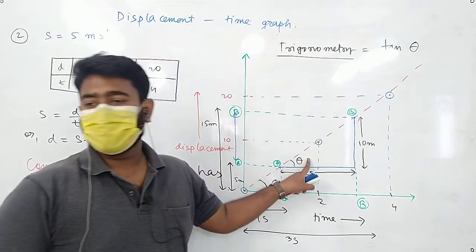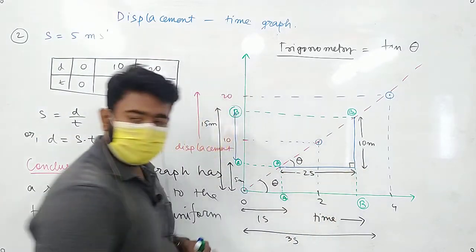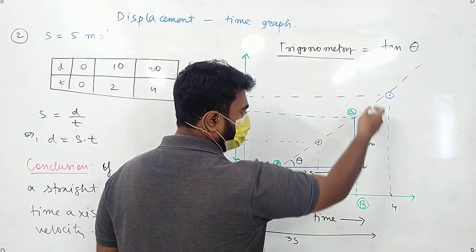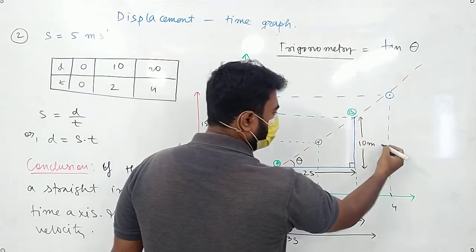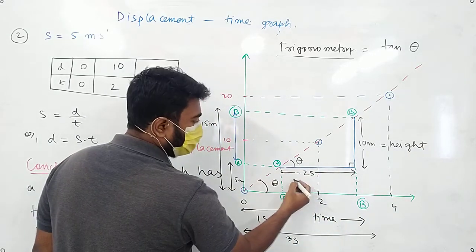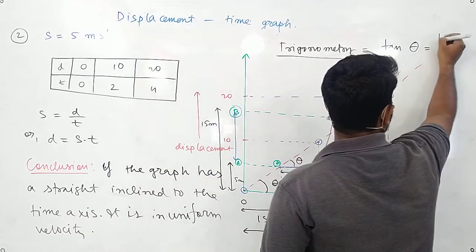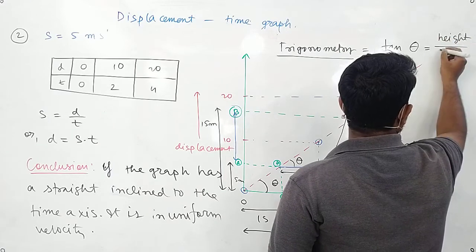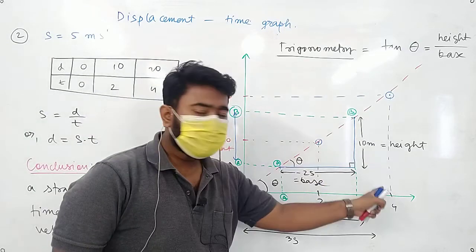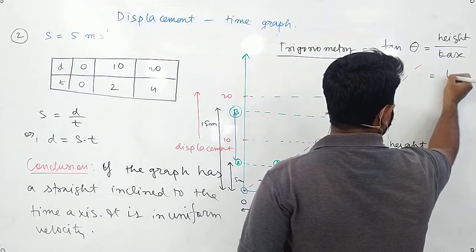If this is theta, is this angle 90 degree? Yes. Then tan theta will be this one, 10 meter, which will be known as height, by this one, 2 second, which will be known as base. Is that clear? Then tan theta will be height by base. Is the height in meter? 10 meter. Okay.